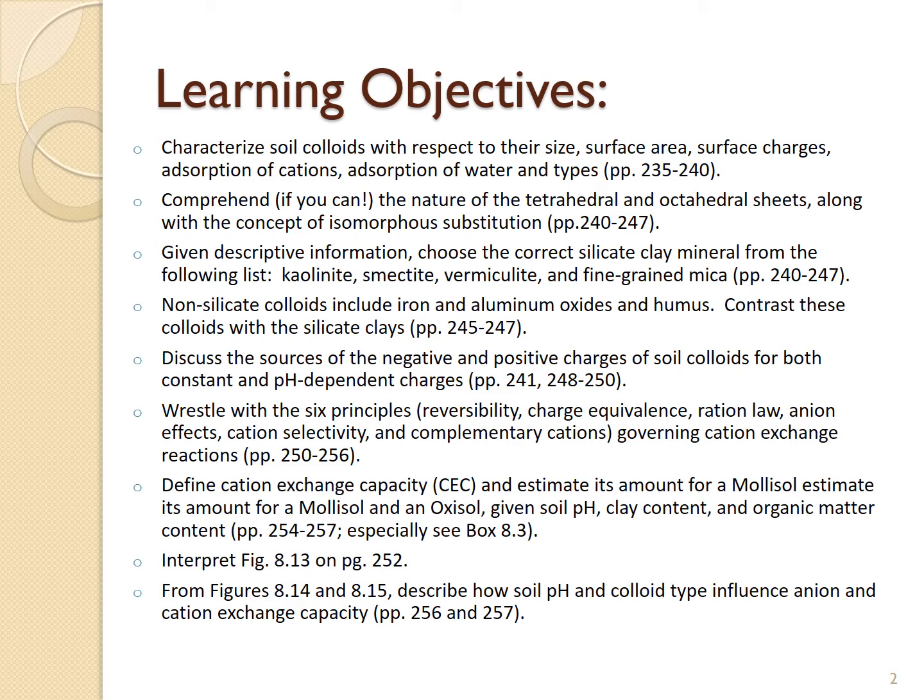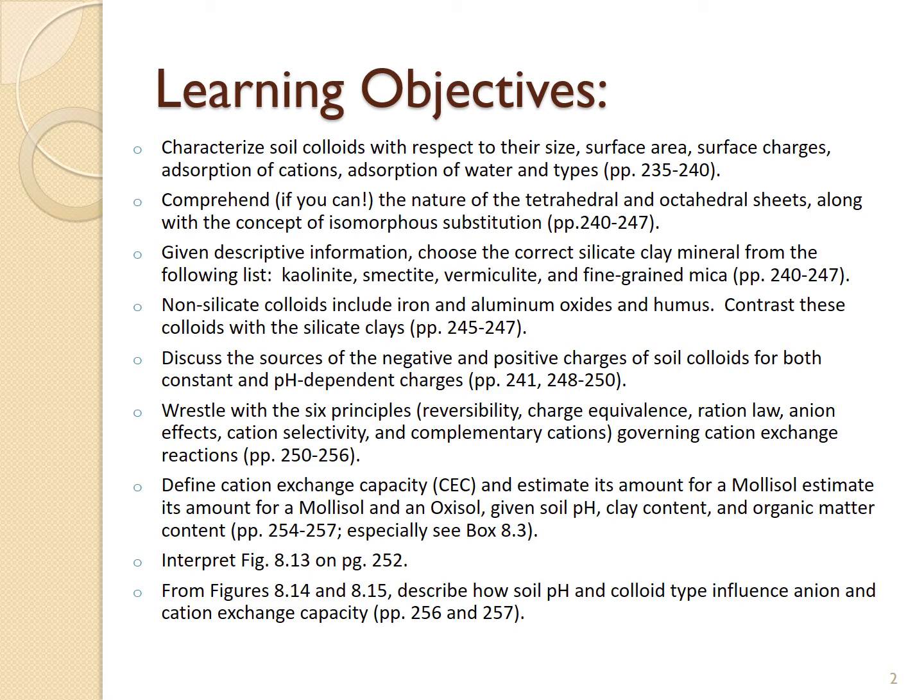We are going to talk about tetrahedral and octahedral sheets along with the concept of isomorphous substitution. We're going to teach you how to correctly identify kaolinite, smectite, vermiculite, and fine-grained mica, either from descriptive information or from an image, but most likely from descriptive information. We're going to talk about iron and aluminum oxides and humus, not hummus, which is delicious with 2 M's. Humus just has 1 M because it's not tasty at all.